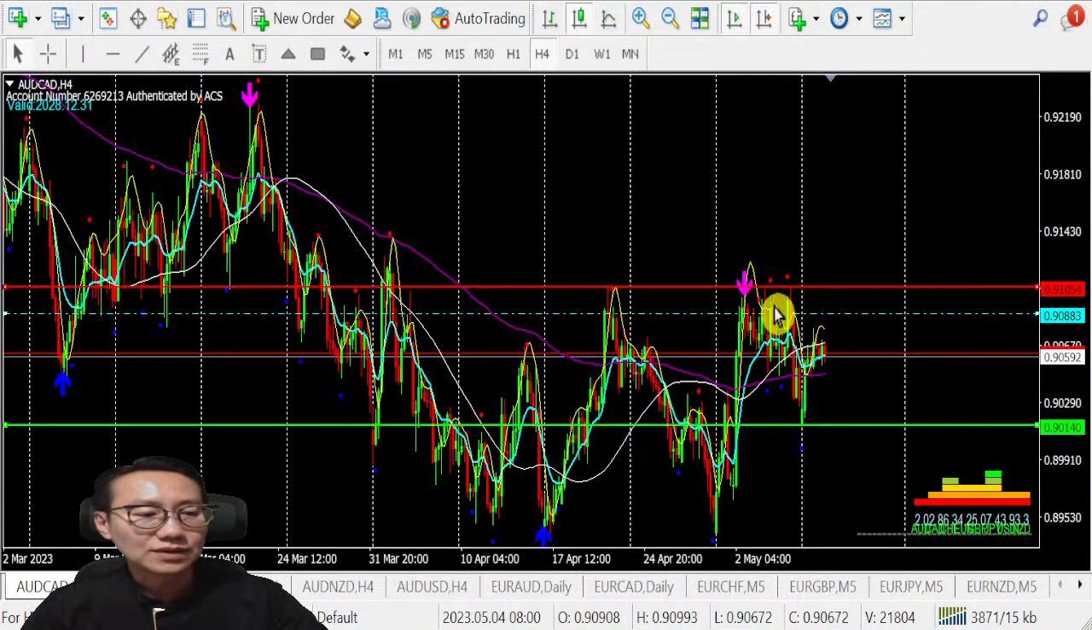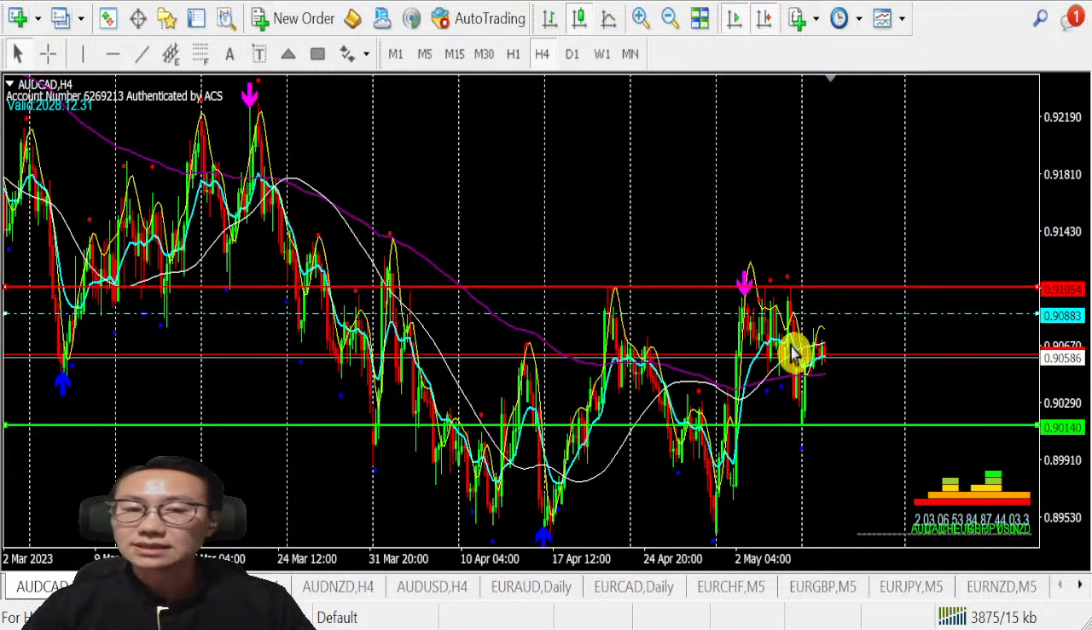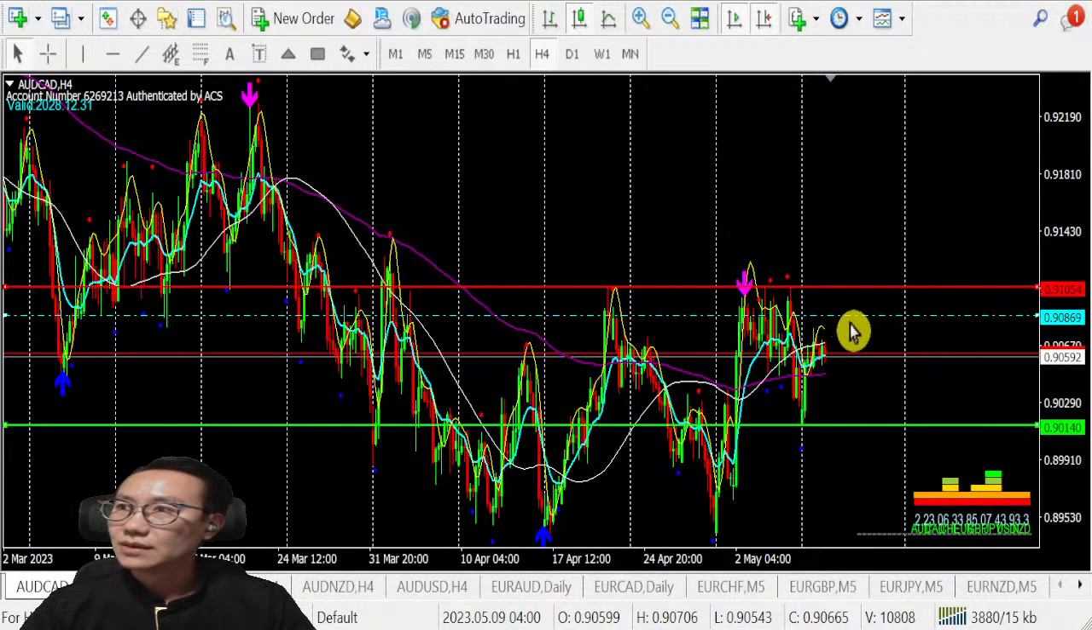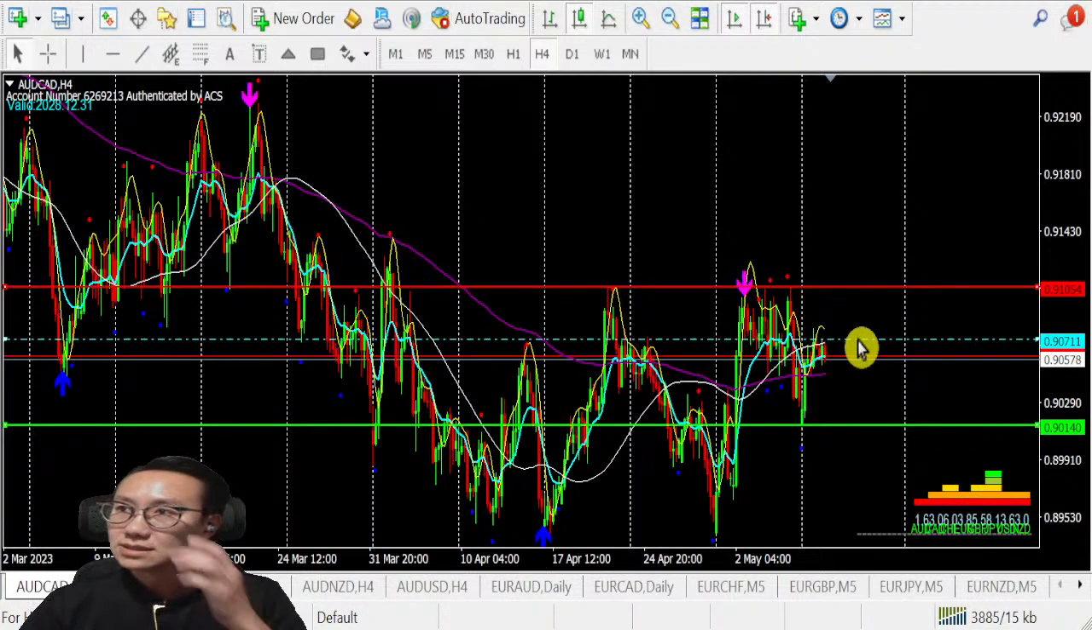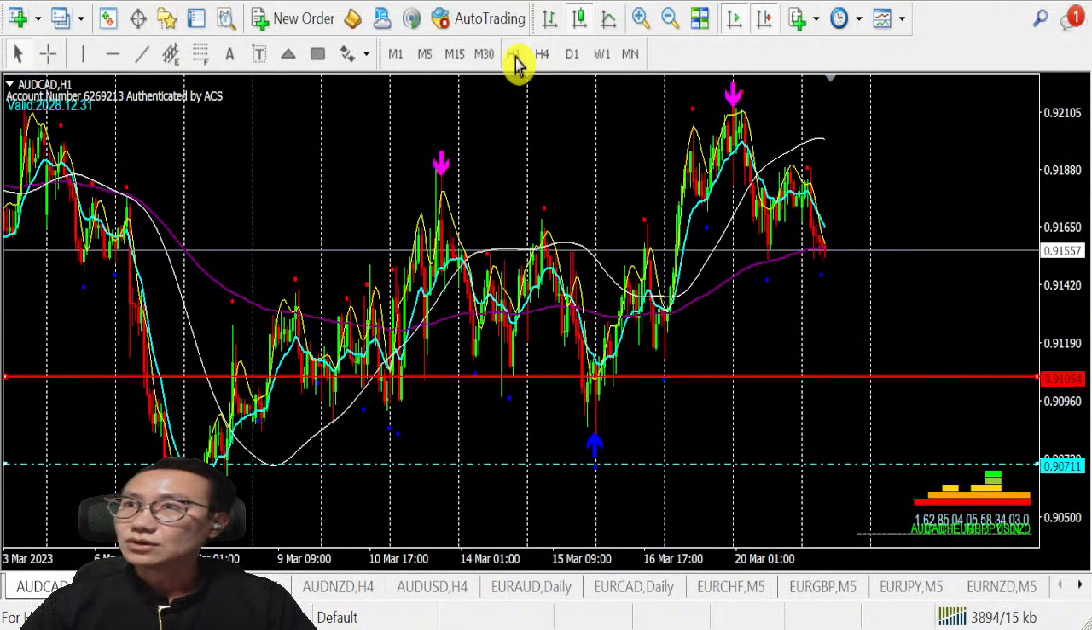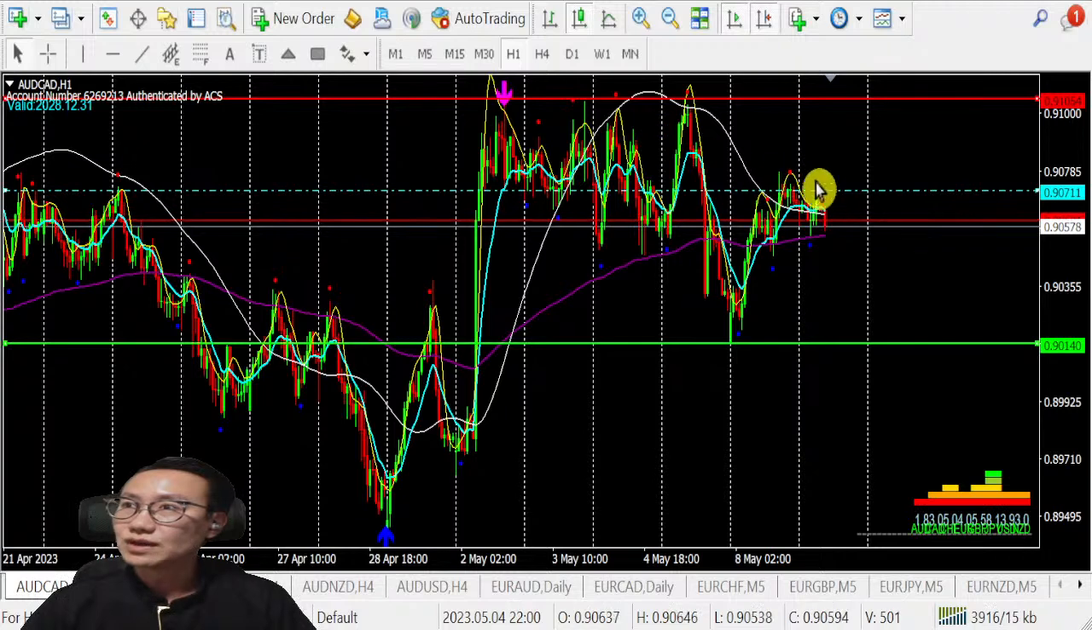After testing for a few rounds, what I'm looking at now is that the selling is actually from here. We have some rejections from the resistance, and we created one lower high here. These lower highs are pretty okay, where now we are looking into a selling for the Aussie CAD.